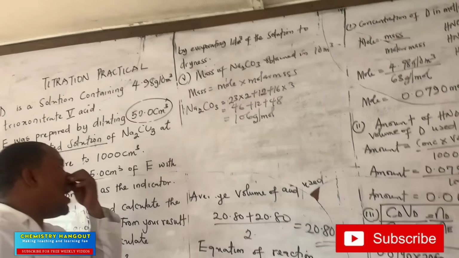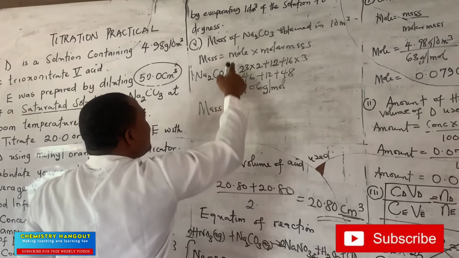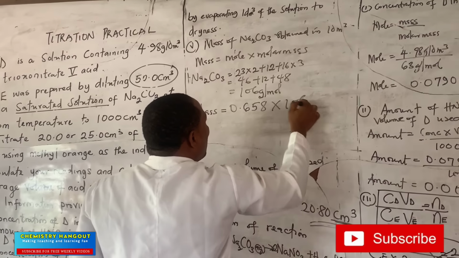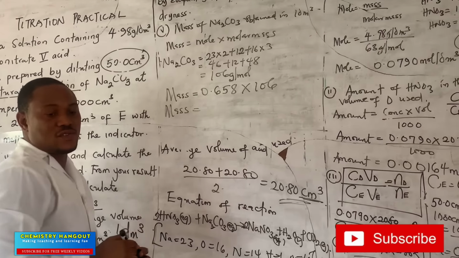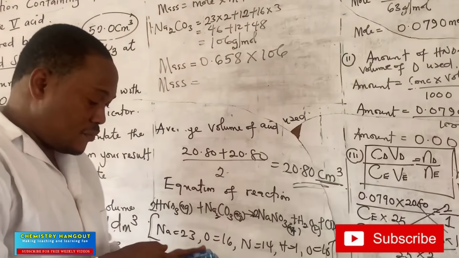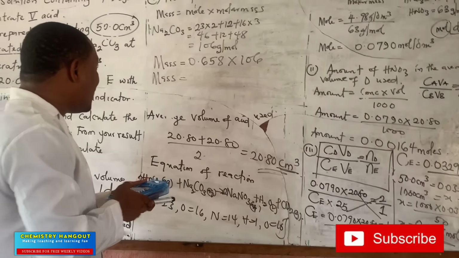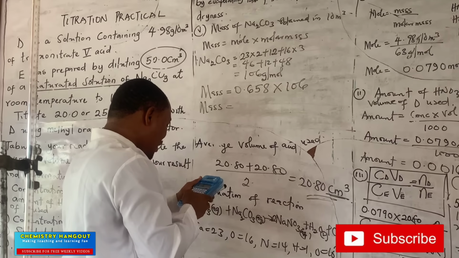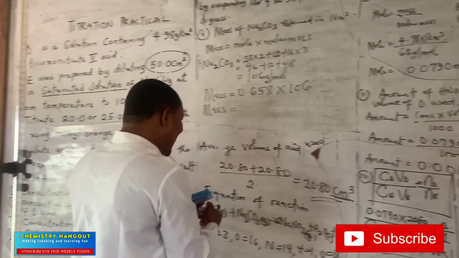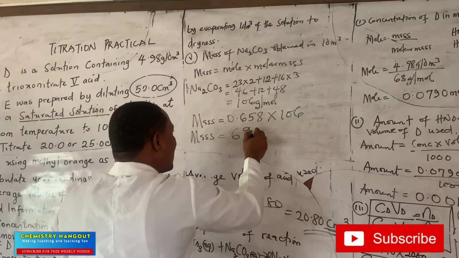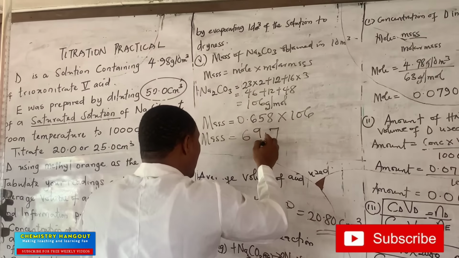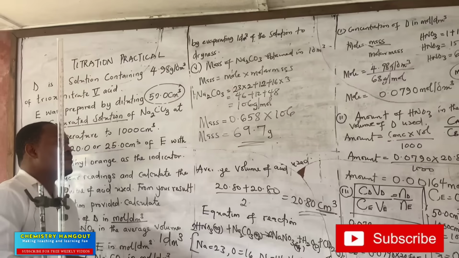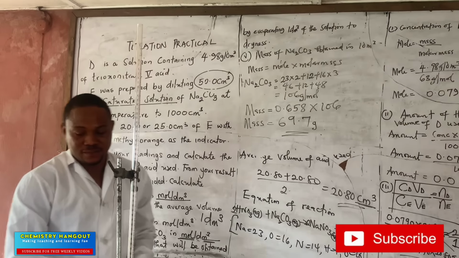I want to believe this is clear. So from there, what do we do? Then we now have our mass. The mole now, that's 0.658 times 106. So let's do our calculation. 0.658 times 106. That will be 69.748 approximately. Since we have 3 significant figures, let's just say 69.7 grams. Some people can still write gram per dm cube as this is the same thing.